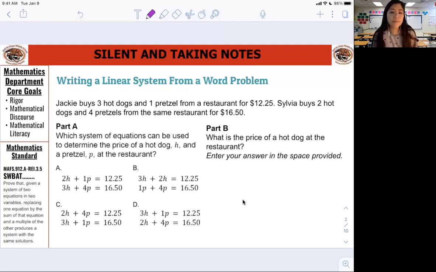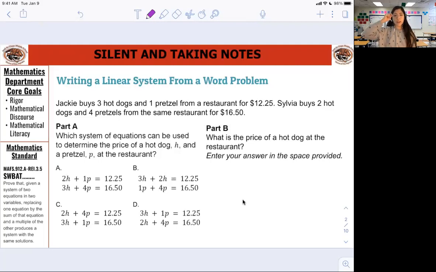Do I have to read the part A? Yes, for just part A, please. Part A, which system of equations can be used to determine the price of hot dogs and pretzels at the restaurant? Awesome. Okay. So go ahead and take a look at these 4 options for my systems.